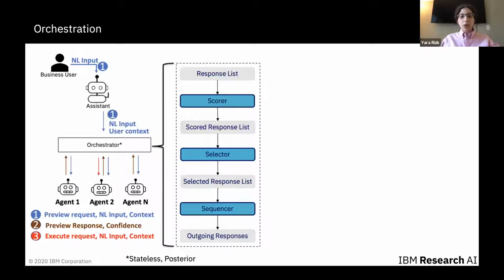So once the sequencer has determined the order of execution, an execute request is sent to the appropriate agent. In this case, only agent 2 was selected, which then executes, creates the response that is then sent to the user in a natural language or human consumable way.